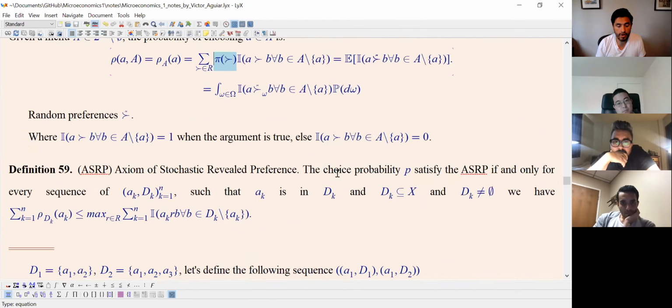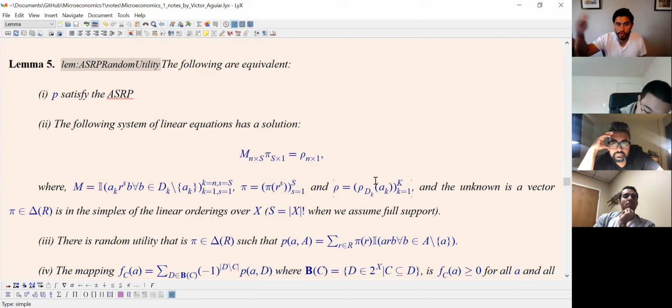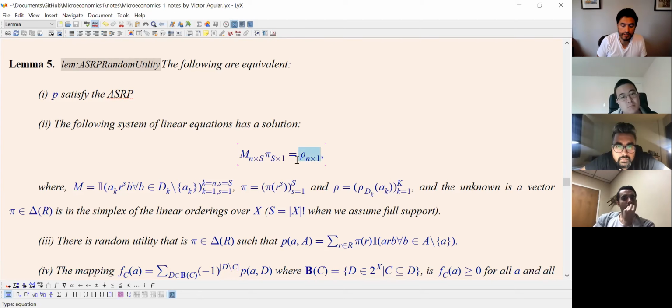in the following way. Columns are preference types. Rows are just the elements in the sequence of observations. Then I have the probability, which is indexed by the preference types. And then I have the output, which is the probability of choice in the sequence of data. The observed data is equal to the multiplication of this matrix M times pi. So in other words, this is the expectation that we saw before.